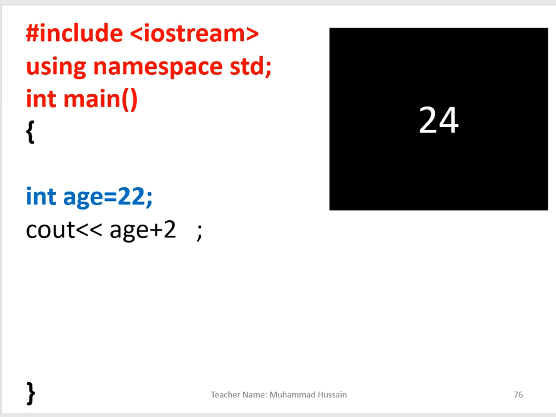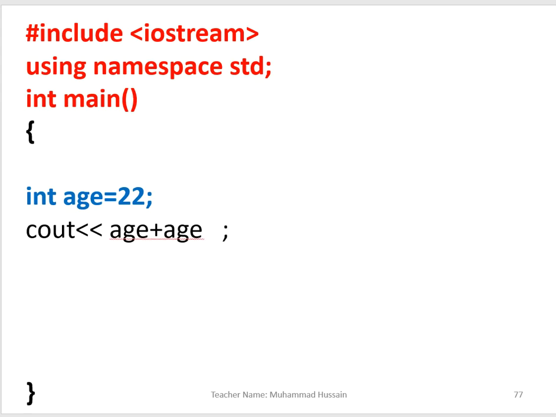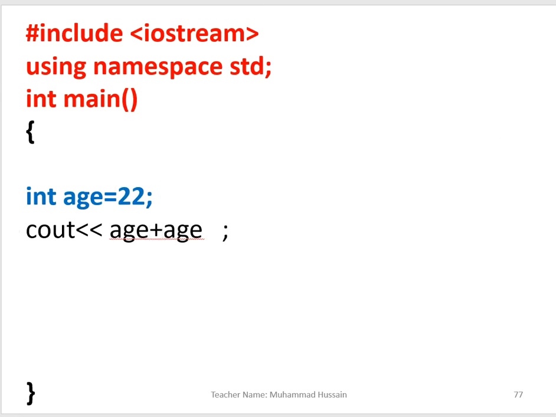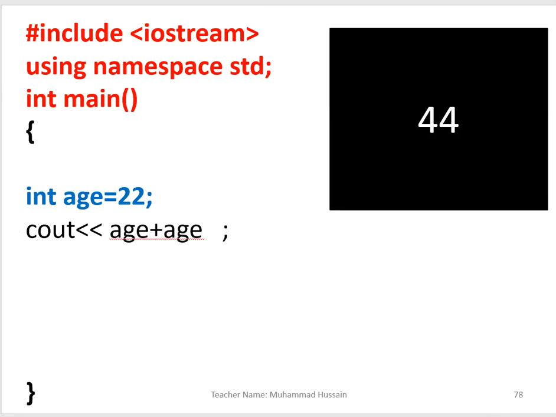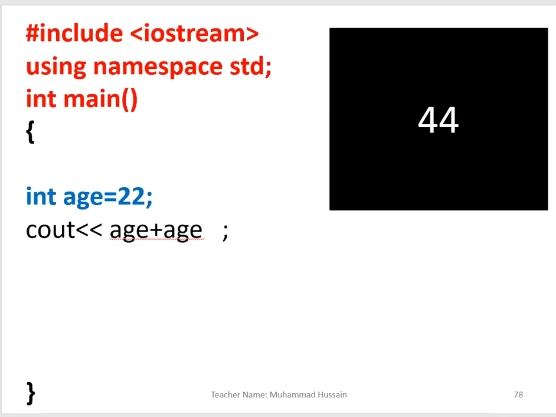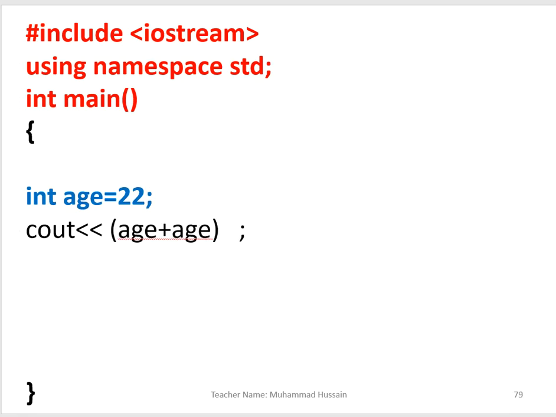Now if I ask what the output of this program will be, there is something different you have observed in here. Age is 22, and this age is also 22. The plus sign will add both values, so the output will be 44. Do not be confused, because this age contains 22 and this age contains 22, so by adding them it will become 44.